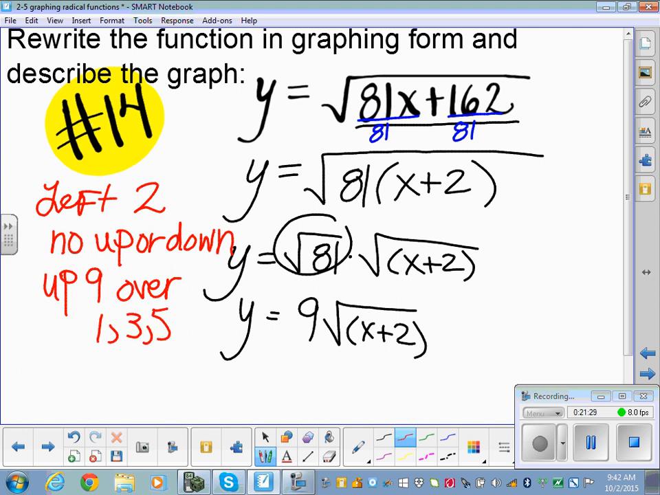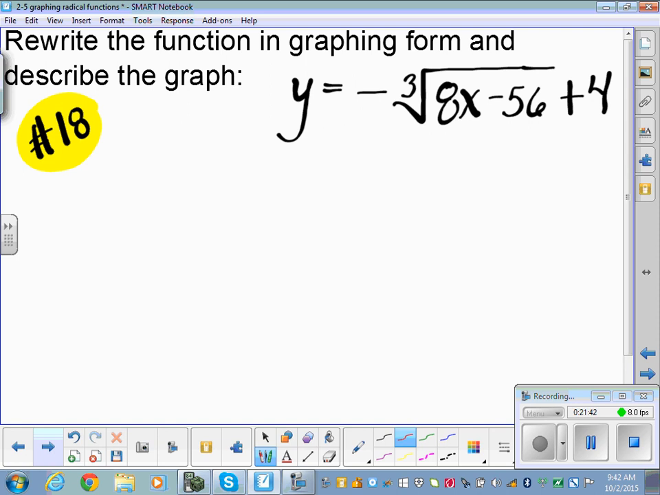So in words, I want you to tell me what you do. Now keep in mind, guys, you go up 9 over 1, up 9 over 3, up 9 over 5. That's how we graph it. But I just want you to stay in words. Okay, questions on that? Okay, I'm going to do one more with you from the same worksheet, number 18.